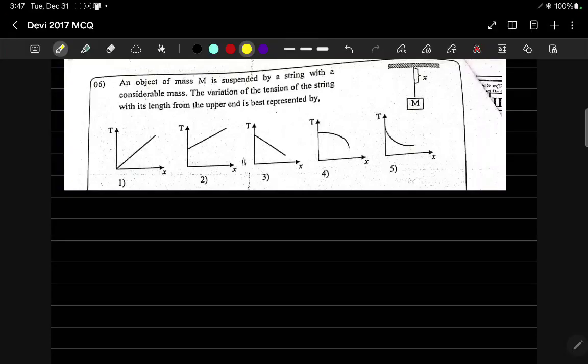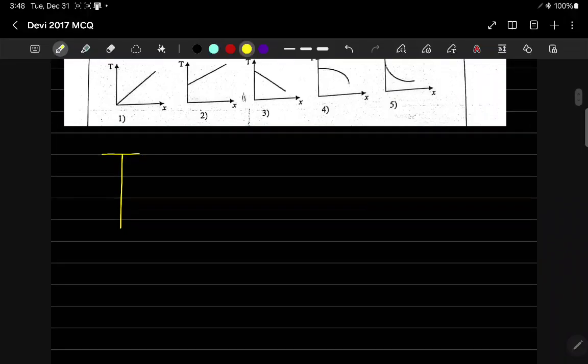Question number 6. We have a mass M suspended by a string and the string has a mass. Now first consider a string without a mass. If so, what would the tension be if this mass is in equilibrium?